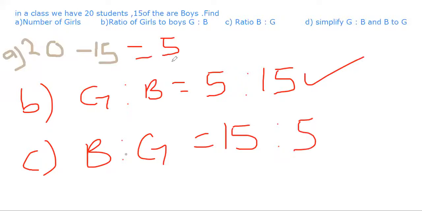So what is the simplification? What if I want to simplify the ratio of girls to boys? Now, question D, we want to simplify. To simplify again is quite easy. How do I do this? I know that we have 5 girls, we have 15 boys. So I look for a number that will divide 5 and will divide 15. That number is 5.